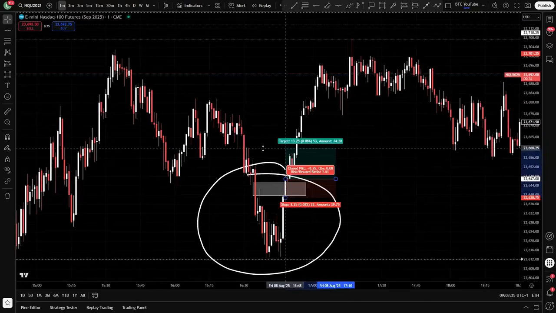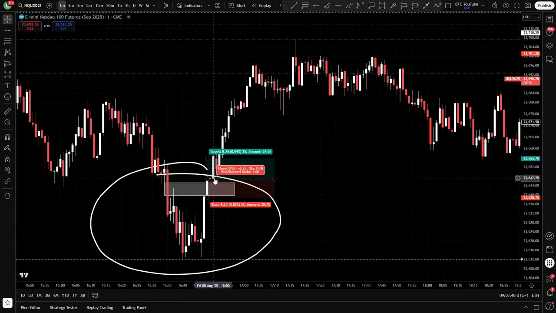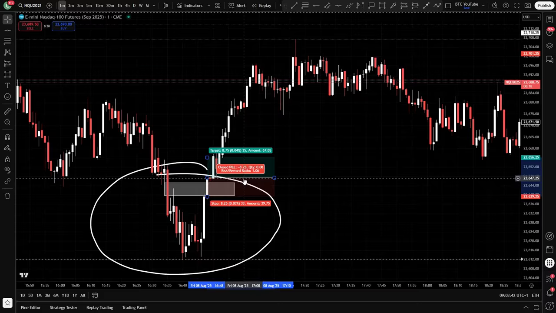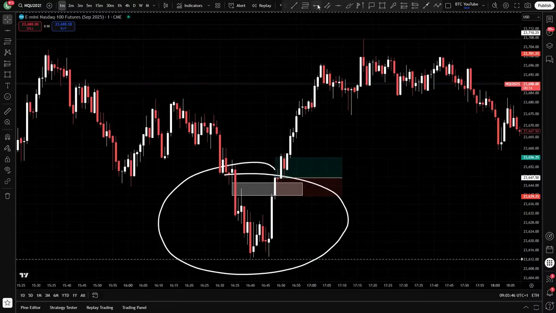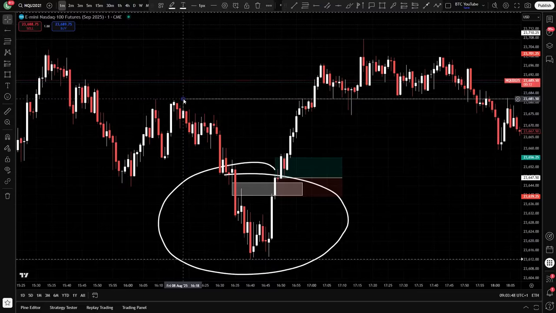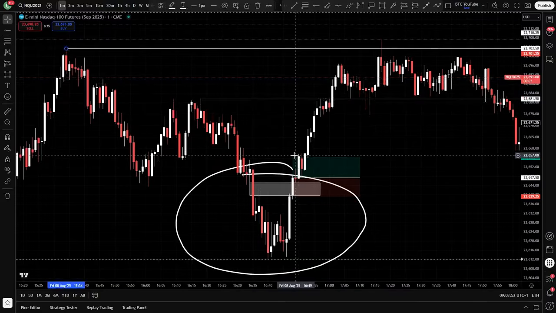Obviously you would have taken half off at a 1-to-1, and then you would have almost got stopped at break even here. You might have actually, depending on your broker, got stopped at break even, but if you didn't get stopped at break even, I probably would have had a runner up to here and then a runner up to this high. This would have been a great trade if you'd stayed in it.